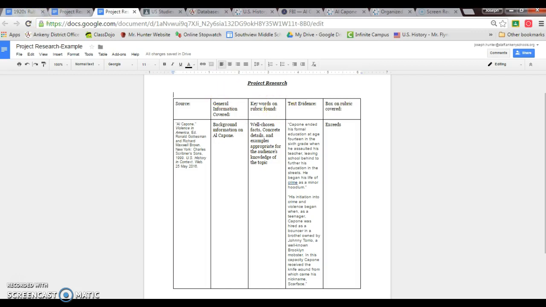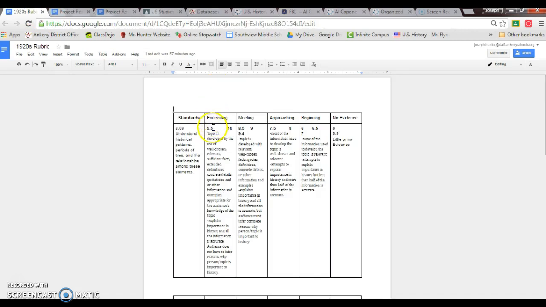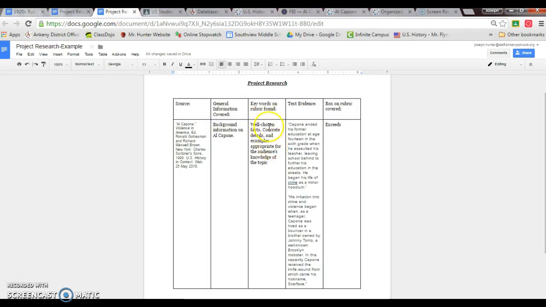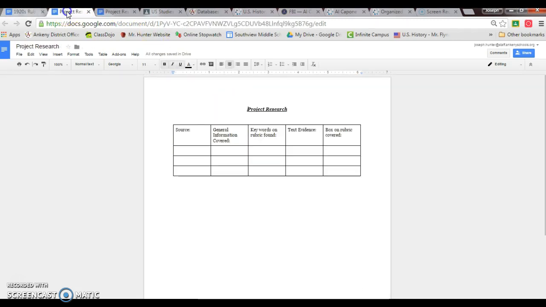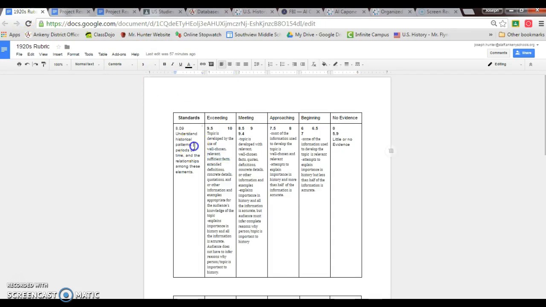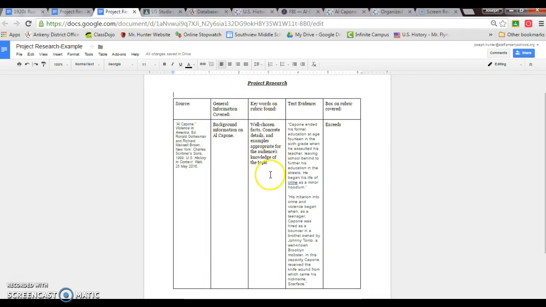Okay, keywords found on the rubric. Now, I want to stay here, in the exceeding category, because I want to get 100% on this project. So, keywords in the rubric, I know that I can find well-chosen, relevant, and sufficient facts in this resource. So, I'm going to put that right there, well-chosen facts. I know by what I've read in the resource, I'm going to be able to find concrete details about Al Capone. So I'm going to copy and paste that in the keywords on the rubric found.